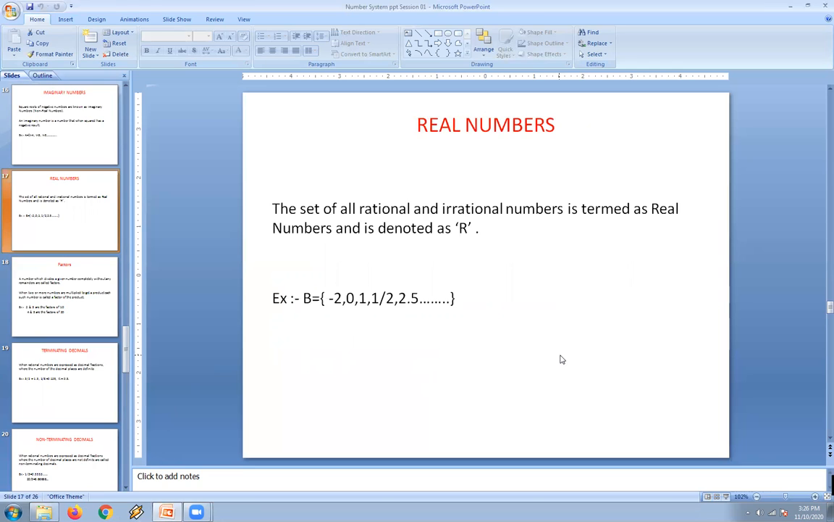So R is nothing but both rational numbers, in the form of fractions, as well as irrational numbers. Both sets of those numbers are called real numbers.